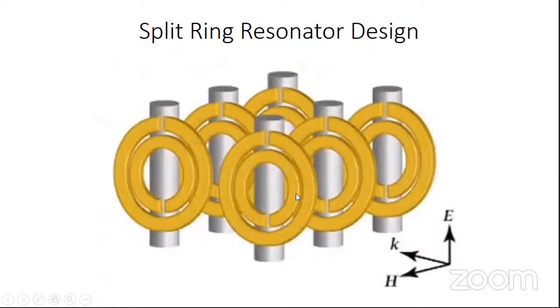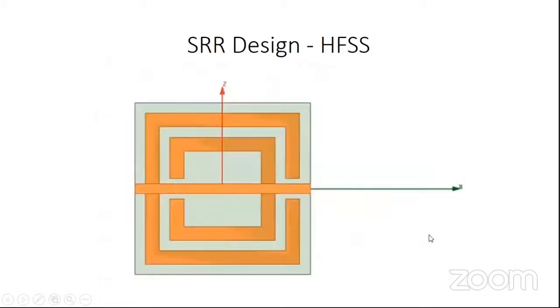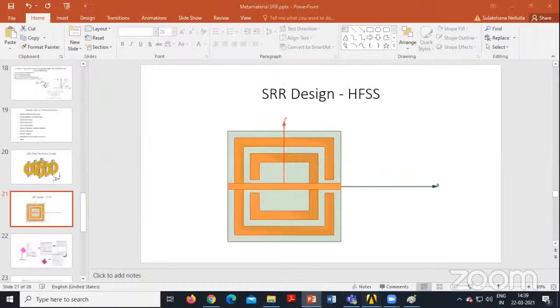And this acts as a split ring resonator, and this will give you the negative permeability property. So your magnetic field will be perpendicular to the ring structure, and also perpendicular to the electric field that is propagating parallel to the metallic wires. So this is the kind of split ring resonator that we are designing now in HFSS. Let's open HFSS, which I have already opened.